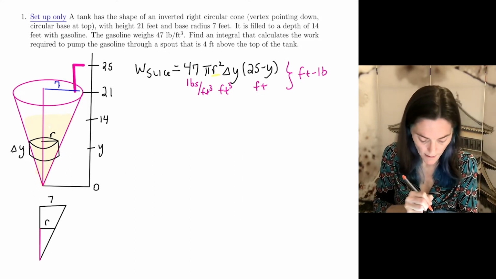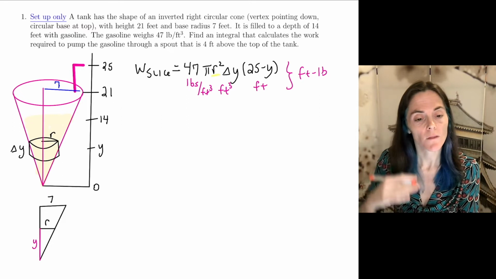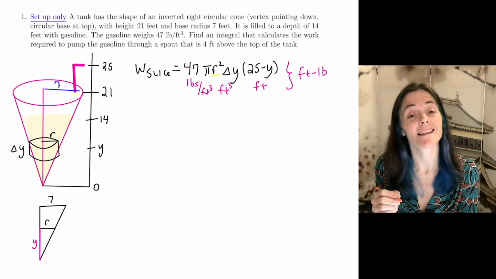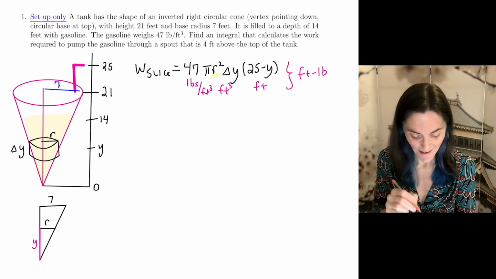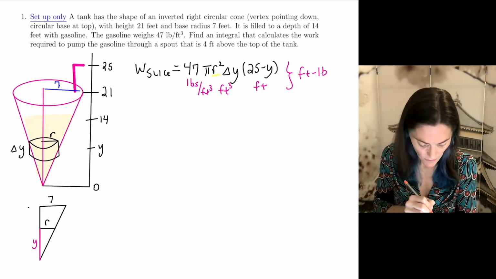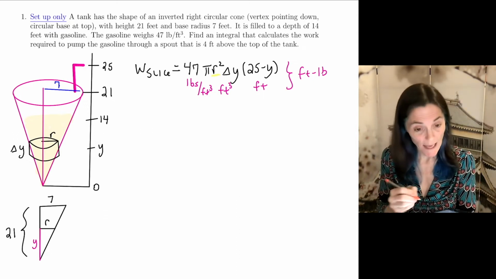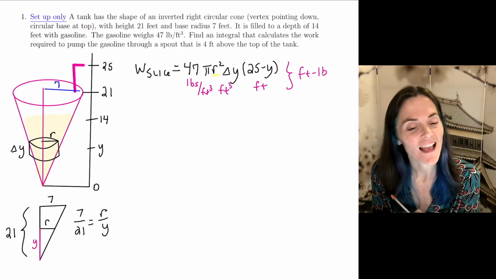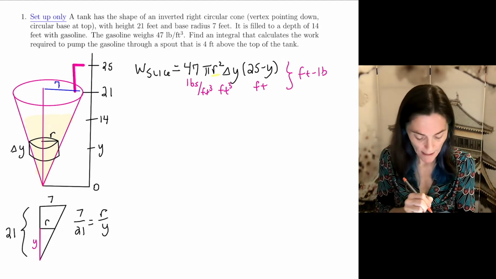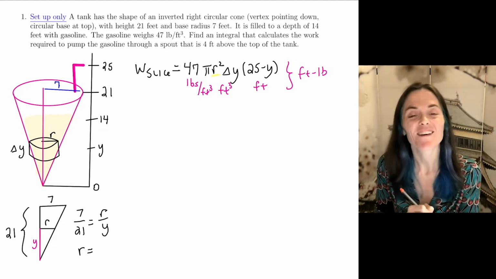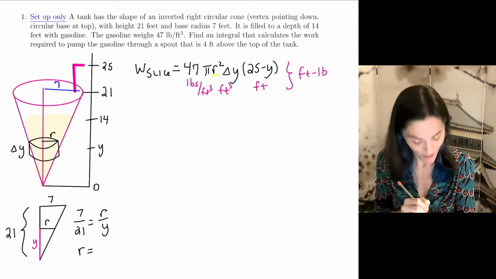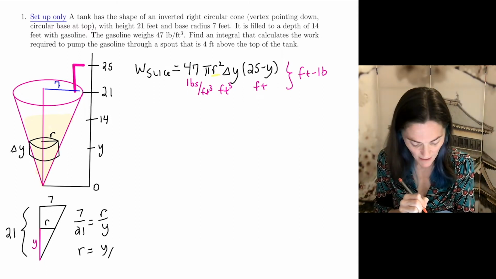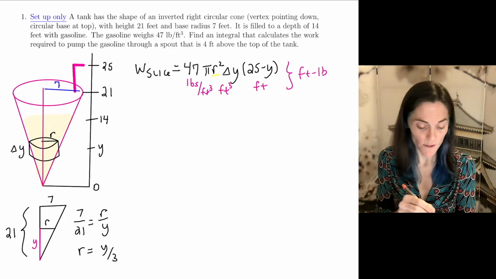This is y. That is the height. And then the height of the entire triangle is the height of my tank, which is 21. Here's where we set up similar triangles. We have 7 over 21 equals r over y. And for example, I can just multiply through by y. We get r, 7 over 21 is 1/3. So I get r is y over 3. This is what I want to use.